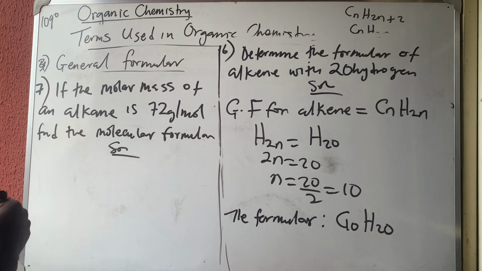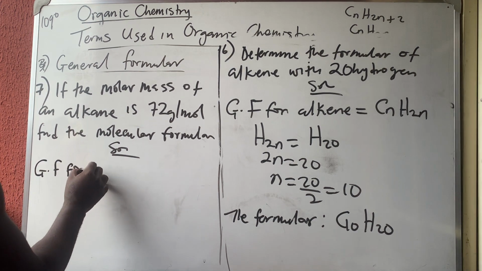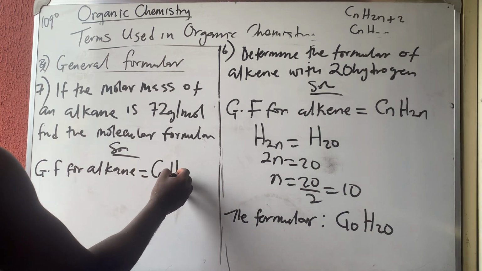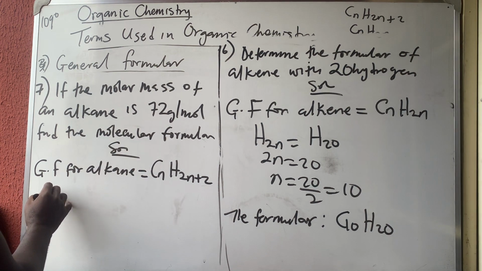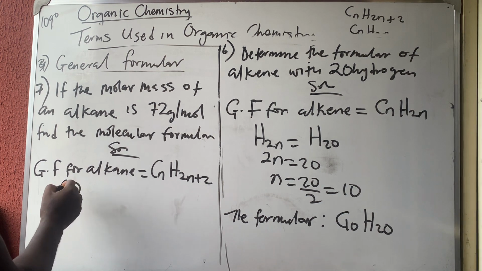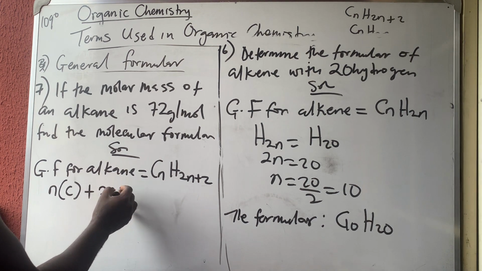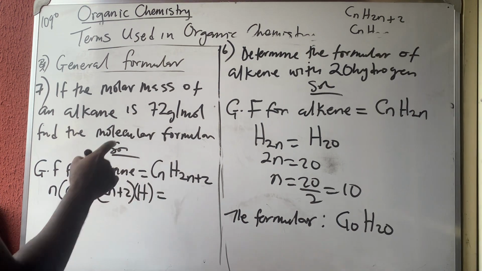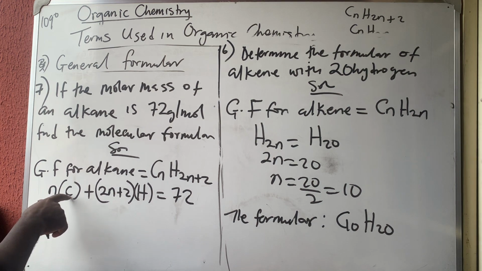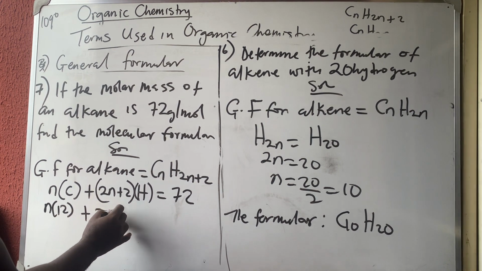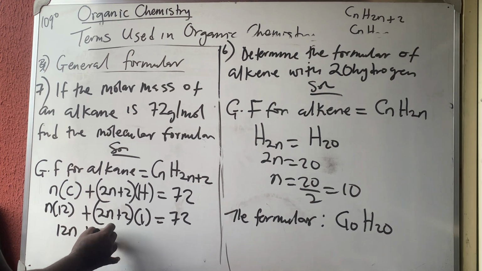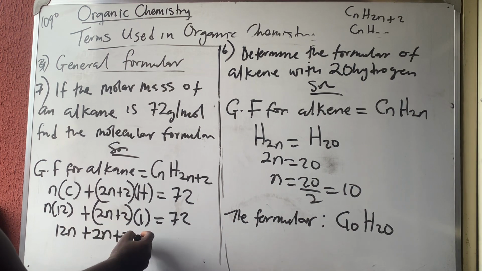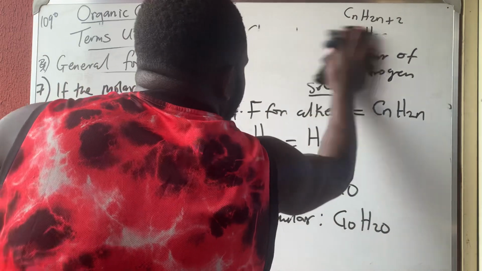They gave us the molar mass of the alkane, but we know that the general formula for alkane is CnH2n plus 2. Is it not true? Now, how do you get the molecular formula? The carbon is n of carbon plus 2n plus 2 of hydrogen, is equal to that 72 they gave us. So clear the bracket. The molar mass of carbon is 12. So I have n in bracket of 12 plus 2n plus 2 in bracket of 1 is equal to 72. So we have 12n plus 2n plus 2, because 1 times 2n is 2n, 1 times 2 is 2, is equal to 72.